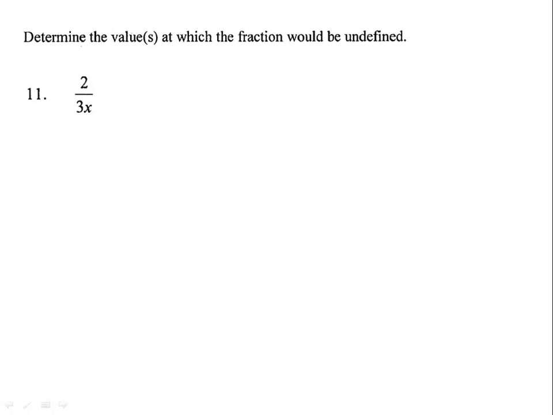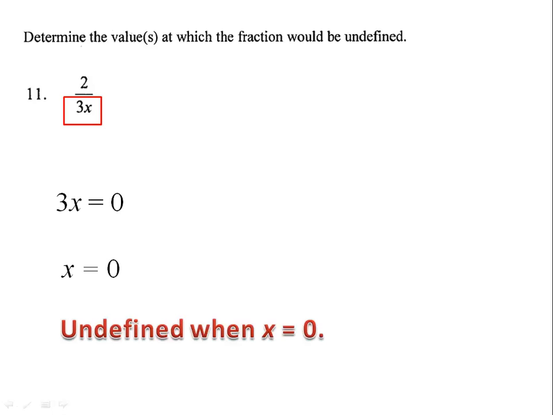Now sometimes we have little things. Look at number 11, 2 over 3x. There's nothing really to factor. We just know that 3x cannot equal 0. We divide both sides by 3, x cannot equal 0. Because 3 times 0 is 0, that would give me 2 over 0, and I can never have 0 in the denominator.